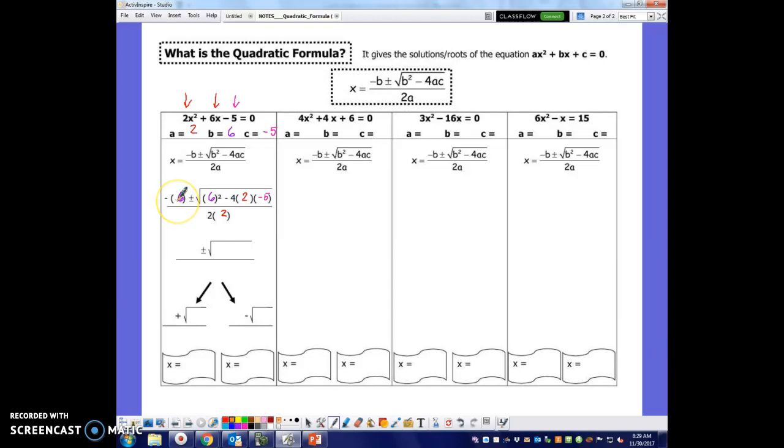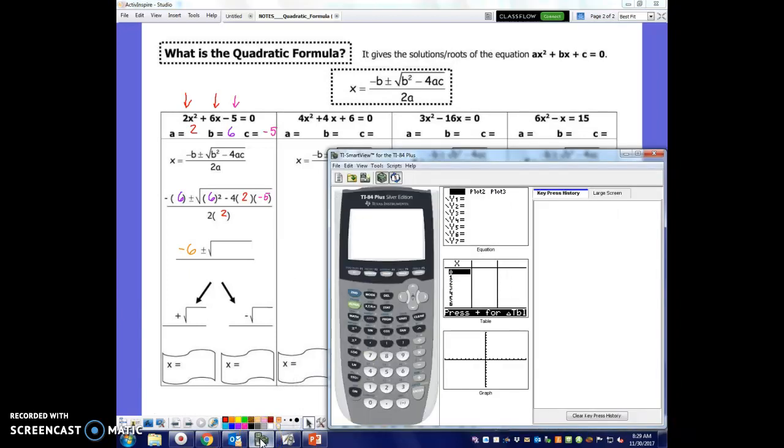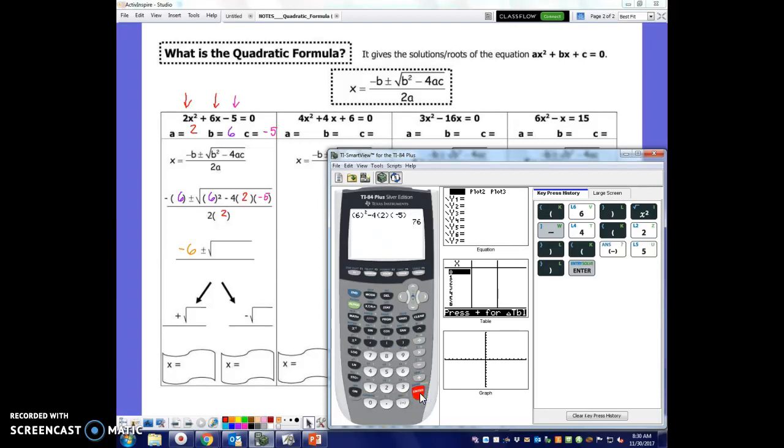What is the opposite of 6? Negative 6. Plus or minus all of this. So we're going to type that into our calculator. Type it in exactly how you see it, not with the square root. So, parentheses, 6 parentheses squared minus 4, do this with me, parentheses 2, parentheses negative 5. Okay, make sure it looks exactly like what's in there, and hit enter. 76.